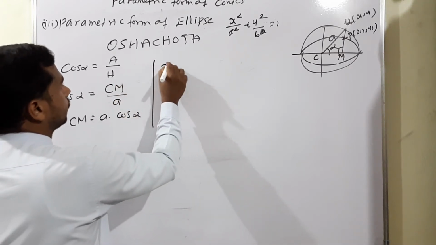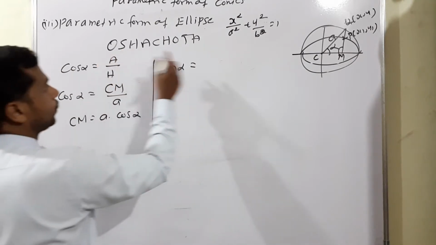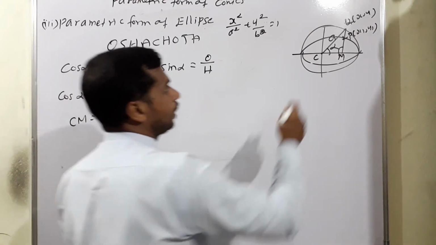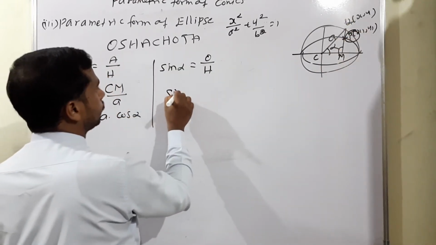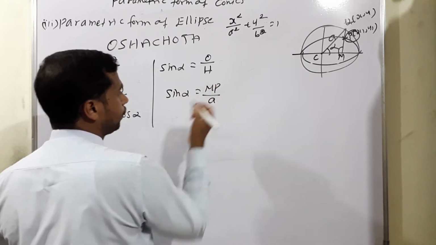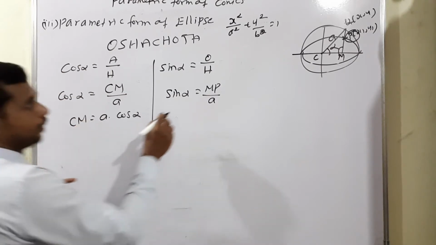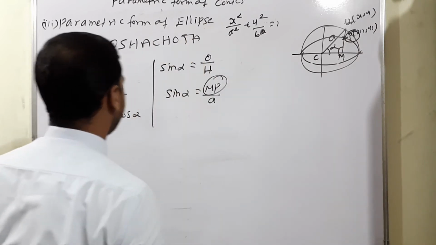Sin alpha is opposite divided by hypotenuse. The opposite side is MQ, but we actually need MP. Therefore sin alpha is equal to MP divided by hypotenuse. Already we know A, so first we need to find MP, M to P, that is called the parametric form of the ellipse.